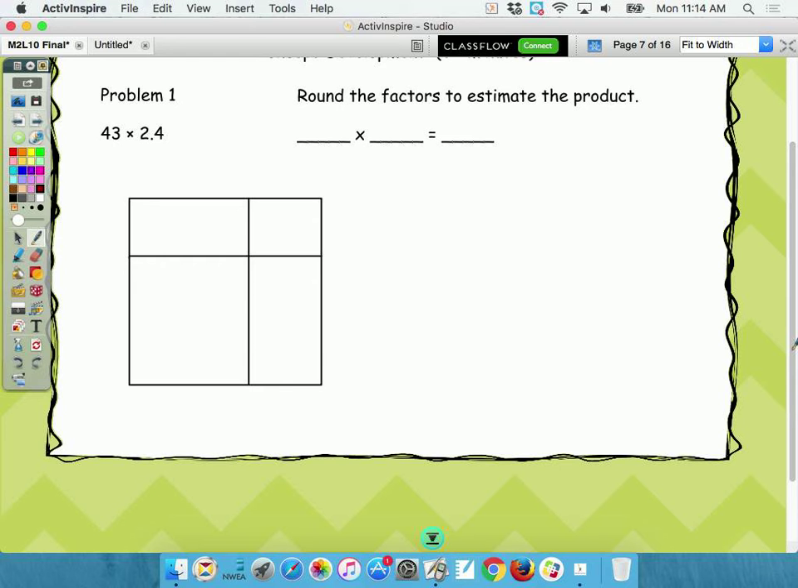Okay, so let's talk about problem number 1. Now, how does this problem differ from the ones we've been doing? Alondra? There's a decimal in it, okay? We're working on decimals and multiplying today.